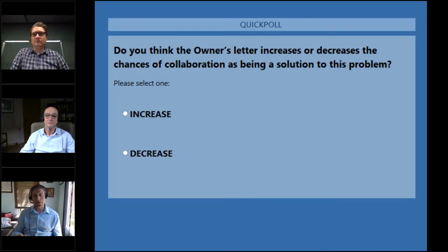Excellent. Thank you, Alex, for summarizing that. I would like to ask you all out there a question based on what Alex has just said, and what you've read. So Wayne, if you could bring up the next poll for me. I want to know whether you think the owner's letter increases or decreases the chances of collaboration as a solution to this problem, being as 90% of us want to collaborate, at least according to the poll in the first webinar. So does it increase or decrease the probability of collaboration here?